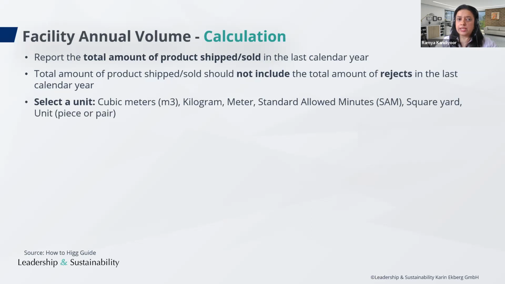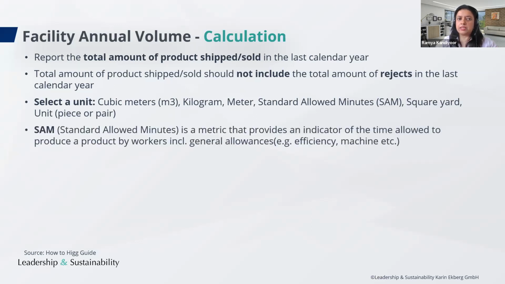Again, we have to select the appropriate unit. It could be cubic meters, it could be kilograms. Or let's say you are a complex facility doing a number of different products. We also have the ability of reporting in standard allowed minutes. This is a feature which was started last year, from the 2021 module onwards. Here you can talk about the complexity of the product, and depending on the complexity, you can report the total SAM. We will give you some examples on how you can do it.